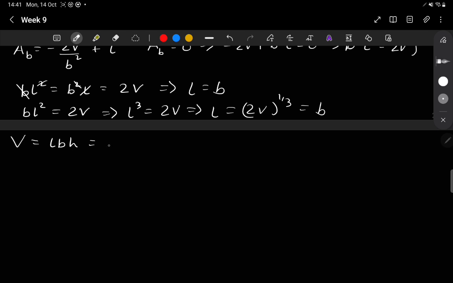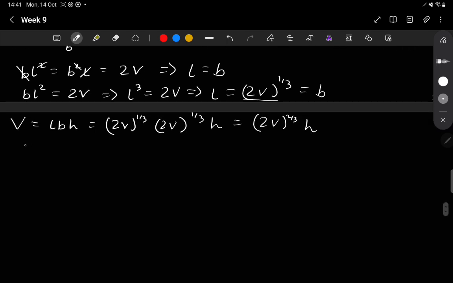So L and B we have found out over here. So that's 2V to the power 1 by 3, that's L. 2V to the power 1 by 3, that's B, times H, which is 2V to the power 2 by 3 times H. So this gives us H equals V over 2V to the power 2 by 3, which is what was there in option A.